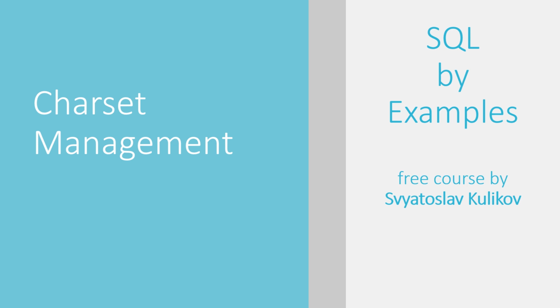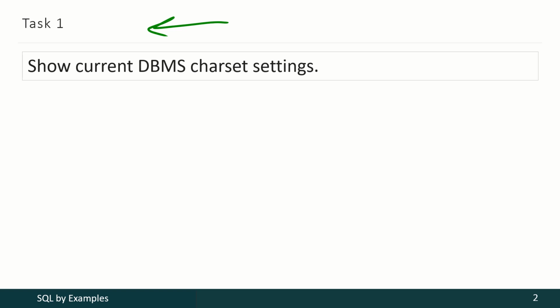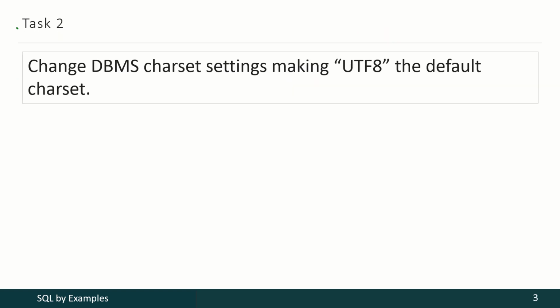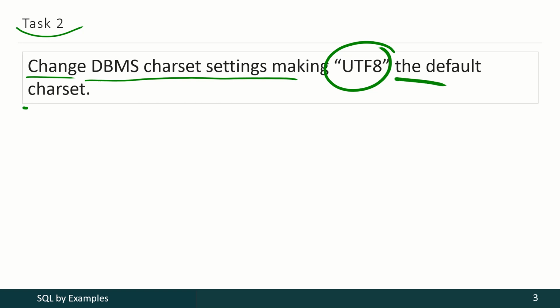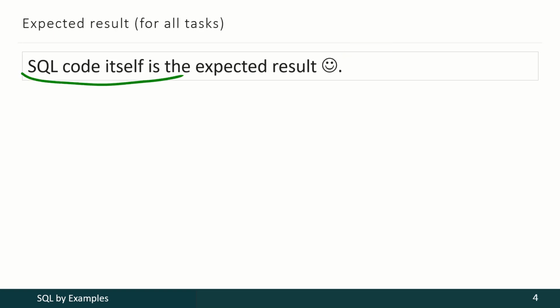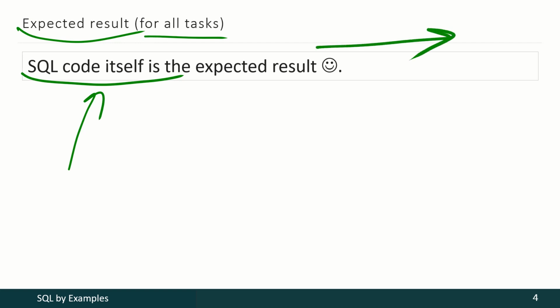In this video we shall discuss charset management. As both tasks in this video are connected to each other, first we shall list those tasks and then we shall review the solutions. So in the first task we have to show current DBMS charset settings. And in the second task we have to change the DBMS charset settings, making the UTF-8 the default charset. As the SQL code itself is the expected result for both tasks, let's immediately go to solutions.